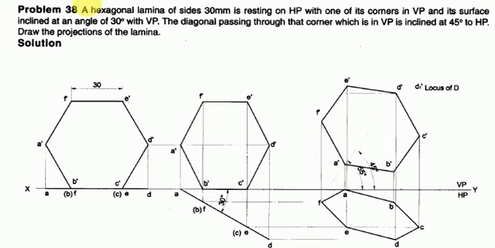Because of resting in VP, we have to consider the VP angle at the beginning, that is 30 degree to VP. Then we consider the diagonal inclined at an angle of 45 degree to HP. In this type of problem, the reference line is the median in a triangle, the bisector in a pentagon, the diagonal in a square, and the diagonal in a hexagon.